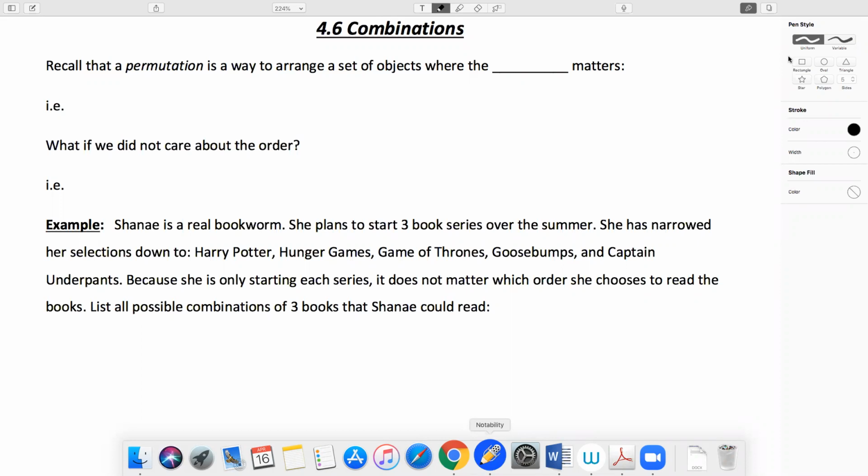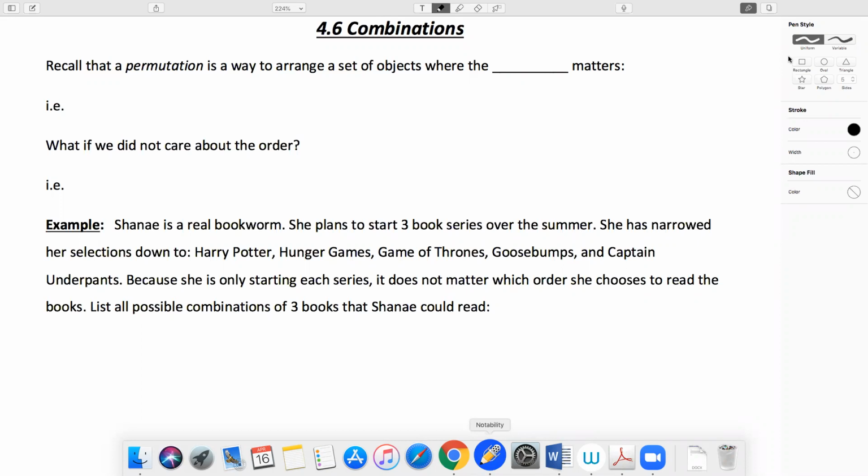So the topic today is going to be combinations. It's a lot like a permutation, but with combinations, the order is not important anymore. You'll see as we go through the notes today that it changes the possible number of outcomes.